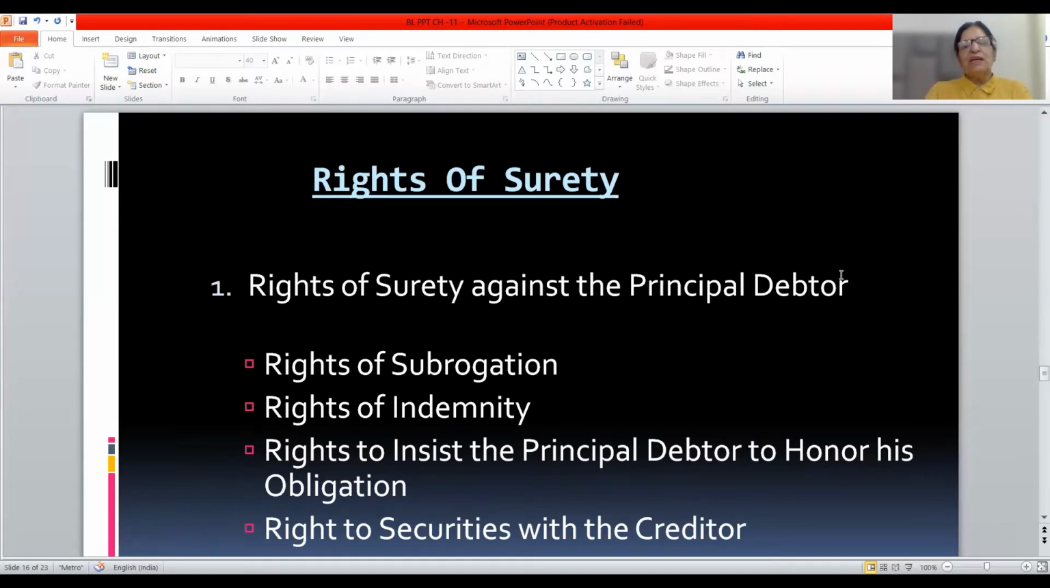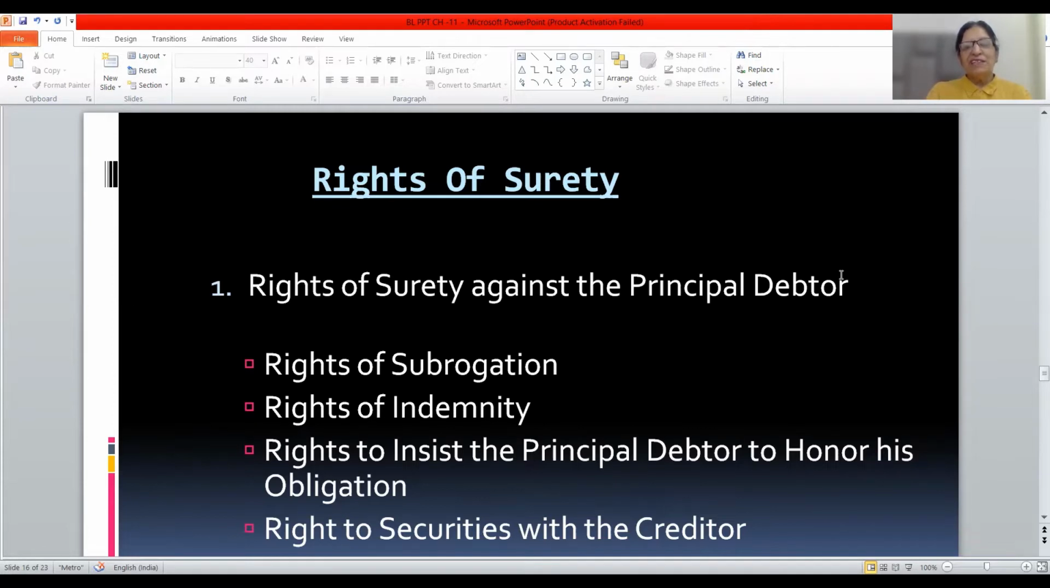The right of indemnity. Now, whatever amount has been paid by the surety in case of debtor's default, surety has a right to be indemnified. One point, friends, I would like to share with you. Surety has the right to be indemnified whatever he has paid rightfully under the contract. And if he has paid any amount wrongfully under the contract, he has no right to be indemnified.